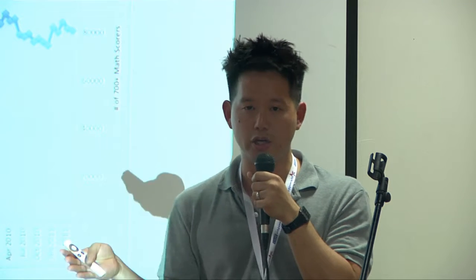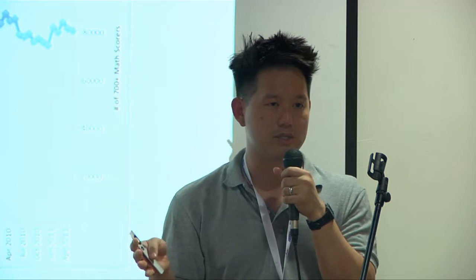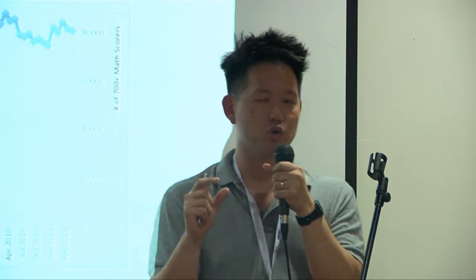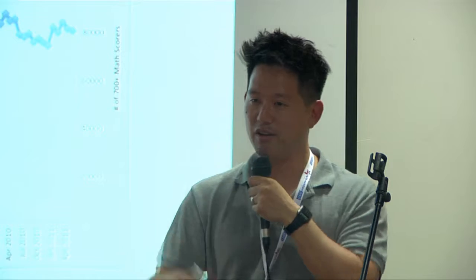If you apply for college in the US, you have to take this entrance exam. It's scaled from 200 to 800, and a 700 represents, I think, the top 90th or 95th percentile of scores. So it's basically people that go to, say, MIT or Caltech, people that I would think would be nice Wikipedia authors.